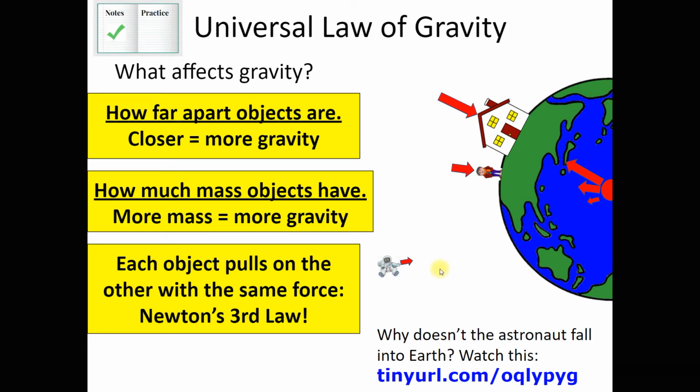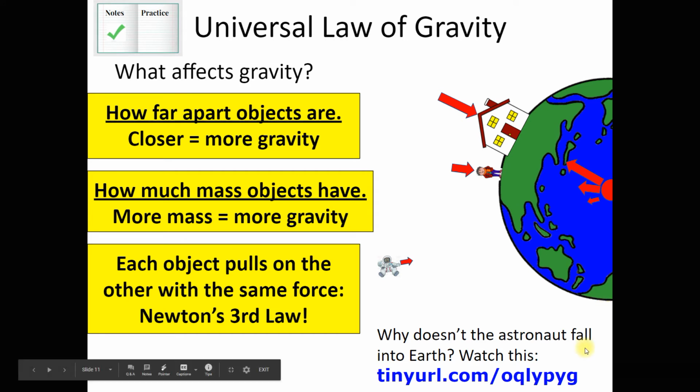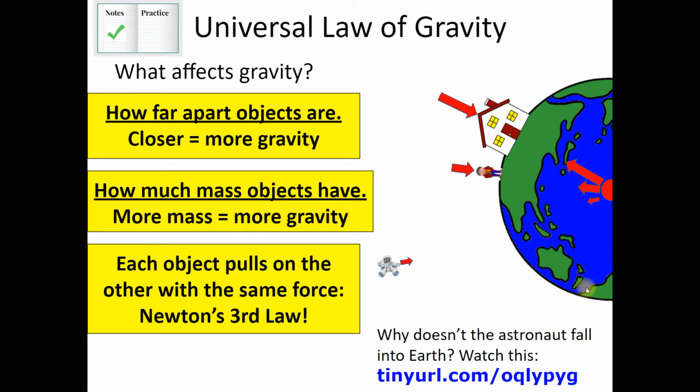If while you're looking at this picture you're wondering to yourself, well, why doesn't that astronaut start falling into the Earth? As long as there's an arrow there, shouldn't they start accelerating towards the Earth? And if you're thinking about that, I've left a link on the screen that talks about why things don't fall into the Earth, instead they orbit. And I know you've talked about this a little bit in 7th grade, so we're not going to spend any time on this. But if you're curious, I found a pretty good video. You can go and watch the link that's on your screen.